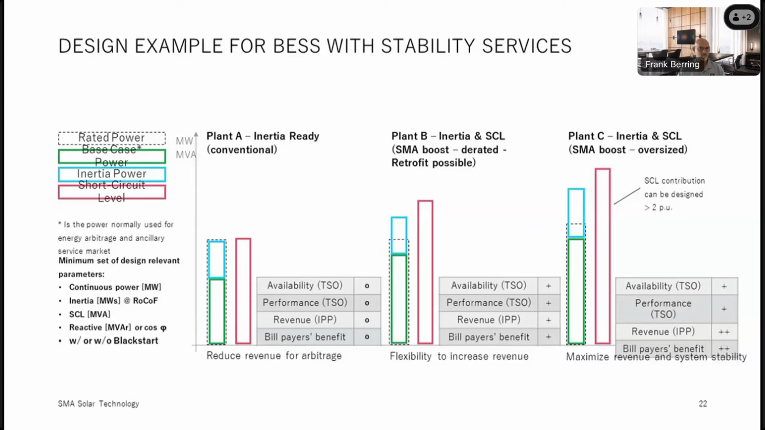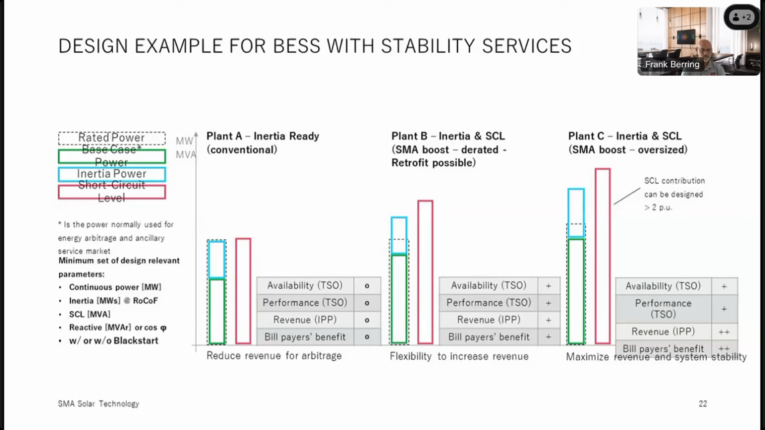So by that we could do, okay, next slide. So let's look into some examples here. Let's explain the colors and the boxes. So the dashed line in these boxes here is the rated power. The rated power of the plant, as I said, for example, 100 megawatt, 0.95 power factor. No, sorry. The base case power is 100 megawatt. The rated power, the dashed line, is the inverter capability overall. And the inertia power is the blue line, and the short circuit level is the red line.